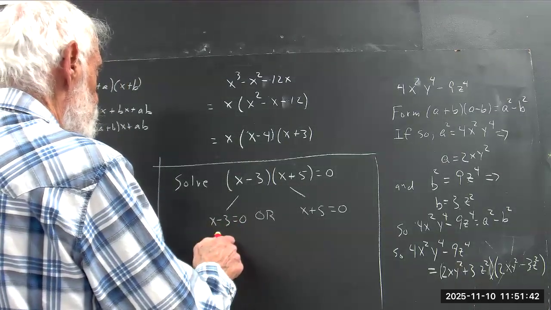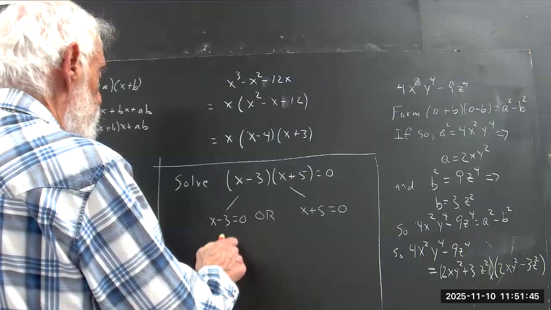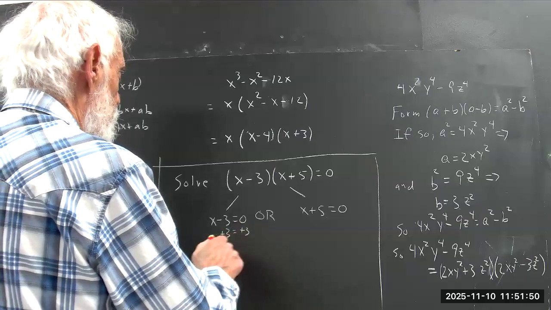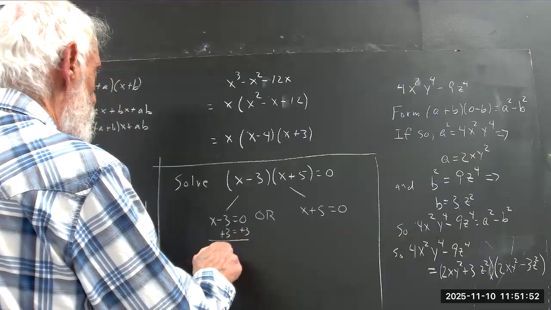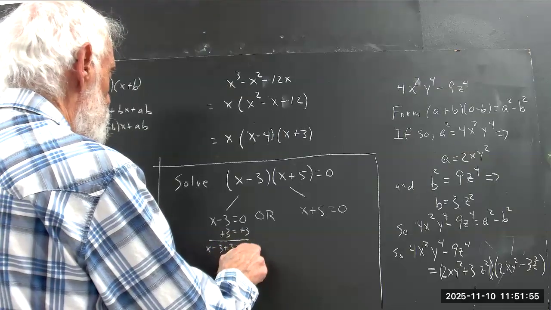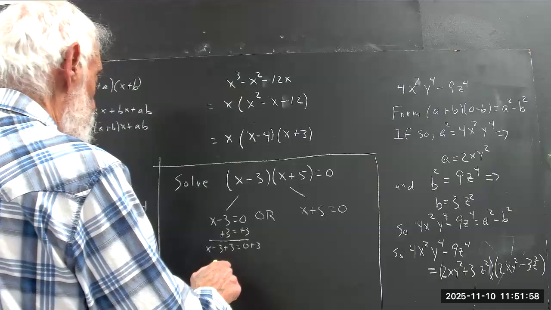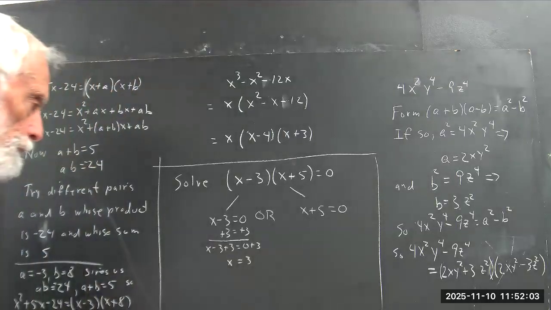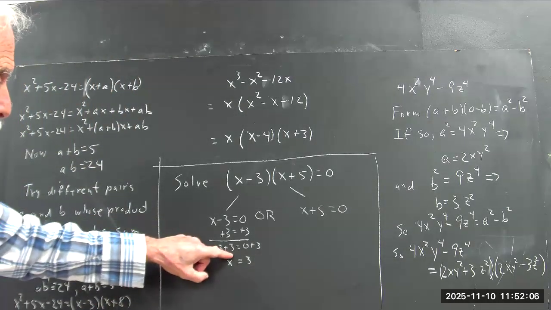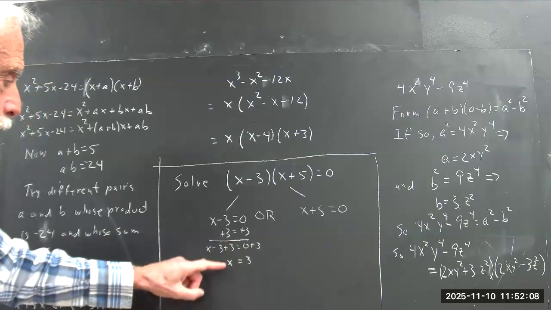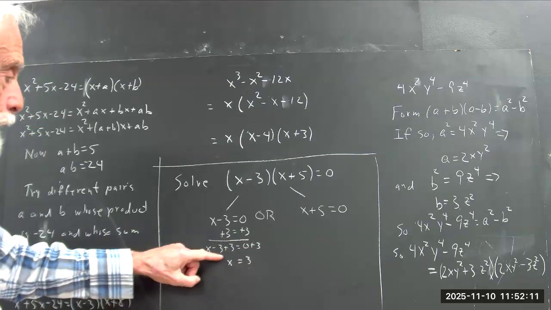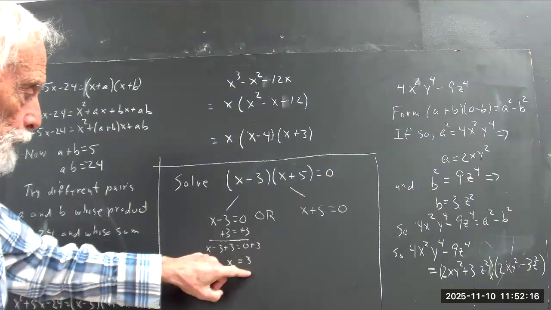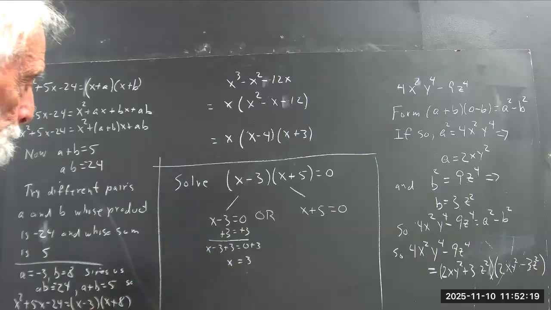If x minus 3 equals zero, then, well, a lot of people like to write it out like this. You get x minus 3 plus 3 equals 0 plus 3, so that x equals 3. Minus 3 plus 3 just gives you 0, so on this side you're left with x. 0 plus 3 is 3, so x is 3.